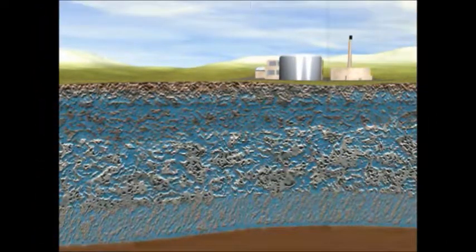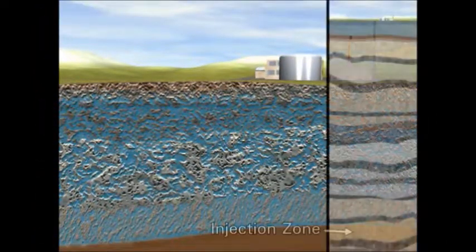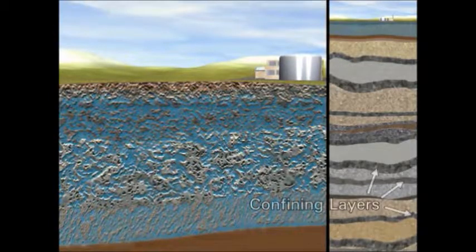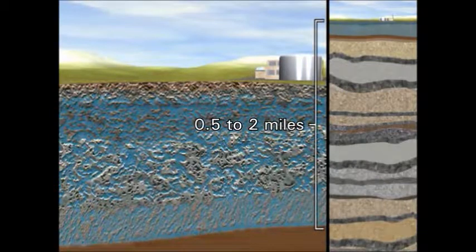Waste fluids are disposed into rock formations called the injection zone. These rock formations have interconnected pore spaces that readily receive and hold fluids. Above the injection zone are multiple confining layers of rock with low permeability to prevent fluids from moving out of the injection zone. Hazardous waste wells inject fluids from 1/2 mile to over 2 miles below the ground surface.